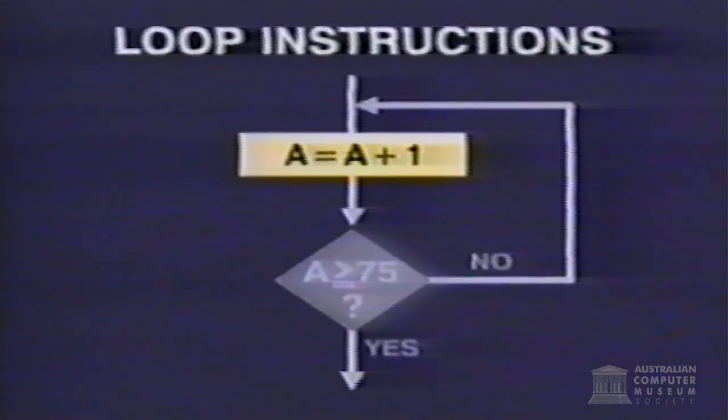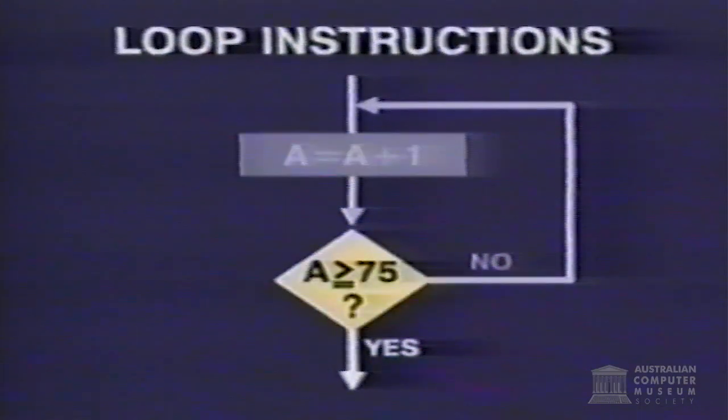In this example, the variable A is used to count the number of program loops. A is incremented by 1 each time another loop is completed. When A reaches 75, the program exits from this loop. These operations are performed by a single loop instruction.